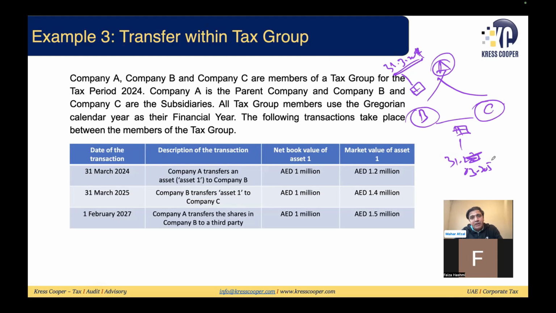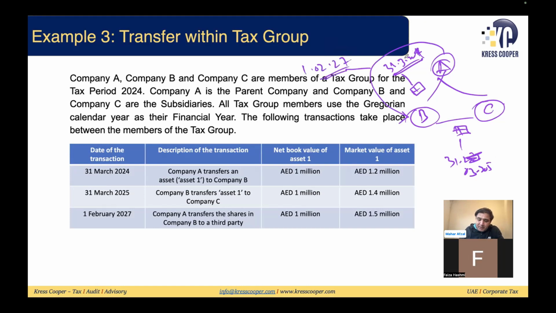But keep in mind, B and C are part of the tax group, and A is part of the tax group as well. So what happened on 1st of Feb 2027? On 1st of Feb 2027, company A transferred the shares in company B to a third party. So another transaction is there. This transaction has occurred on 1st of Feb 27.